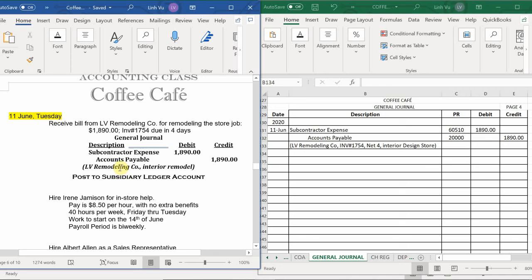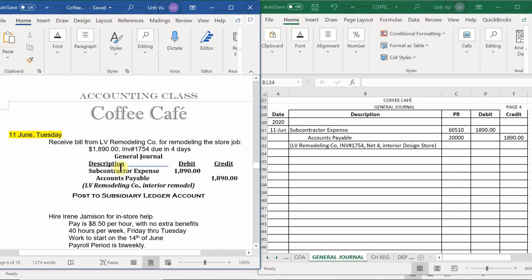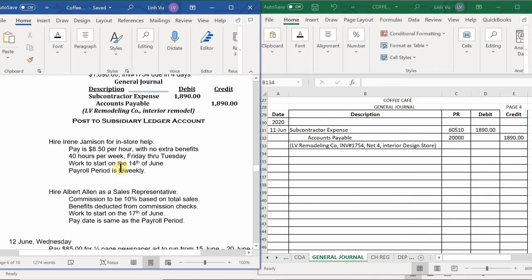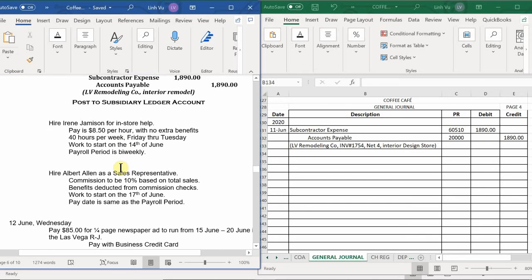Next, we hired Irene Jameson to work for the store. So what Irene Jameson does is she's going to get paid $8.50 an hour, with no extra benefits. She's just a part-time worker, or in this case, I think she's supposed to be a full-time worker, but right now we can't afford any benefits for her. She's going to be scheduled to work 40 hours per week, from Friday through Tuesday. So she gets Wednesdays and Thursdays off.